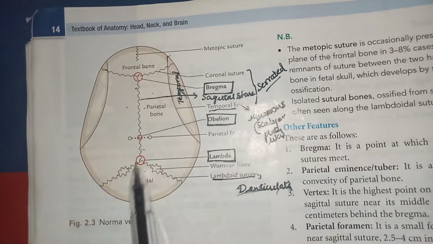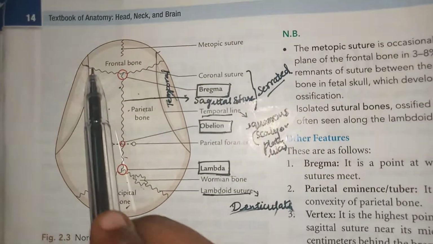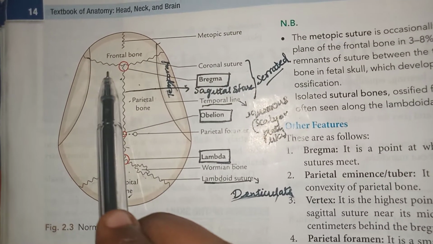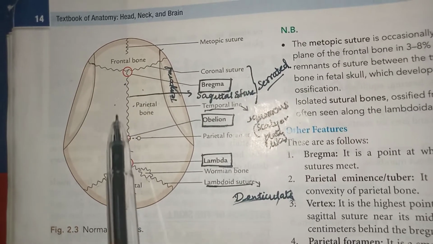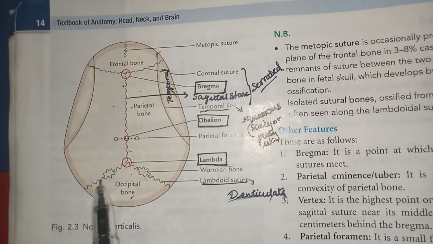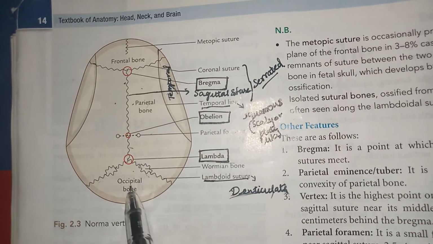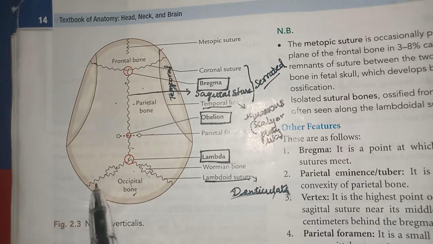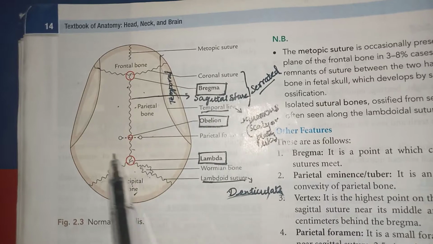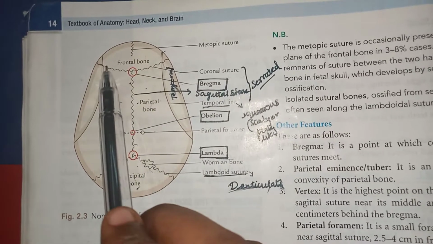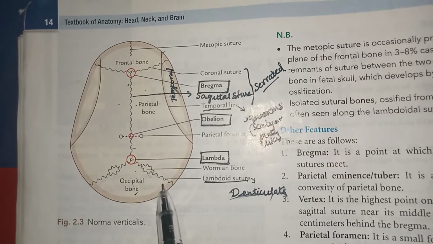See here we can see the serrated structures. The suture which runs coronally is known as the coronal suture. The suture which runs in the sagittal region is known as the sagittal suture. The suture which runs between the occipital bone and the 2 parietal bones is known as the lambdoid suture. In the superior surface of the skull we can see the coronal suture, sagittal suture and the lambdoid suture.